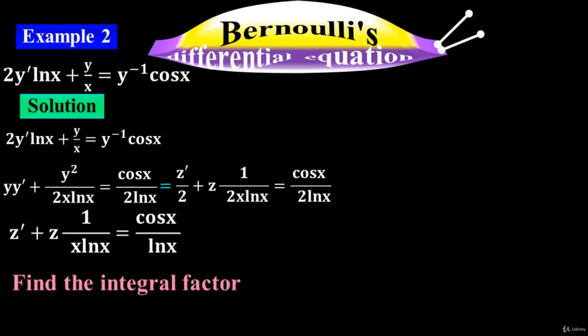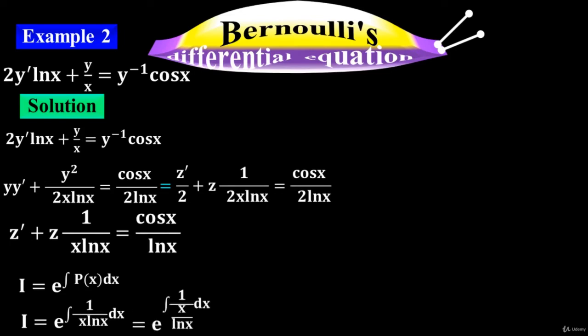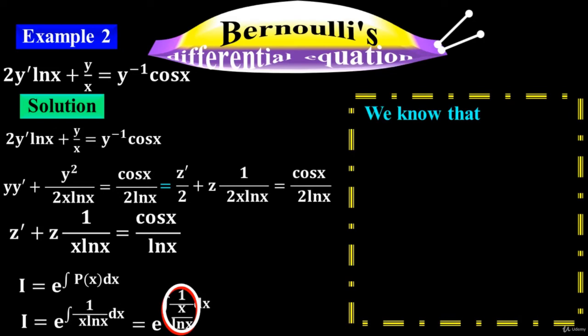Step 2. To find the integrating factor. Integrating factor equals e to the integral of p of x dx. Substitute the value of p of x, which is 1 over x natural log x. Can I write 1 over x natural log x as 1 over x divided by natural log x? Yes, I can. How can I change 1 over x natural log x to 1 over x divided by natural log x? Let me do it here.